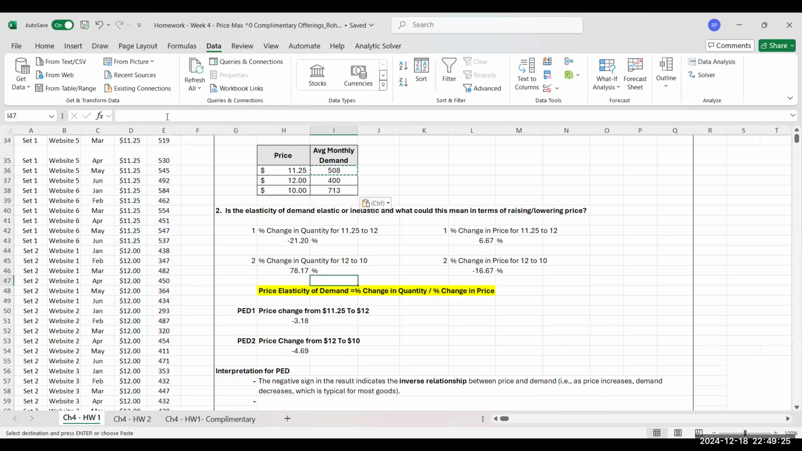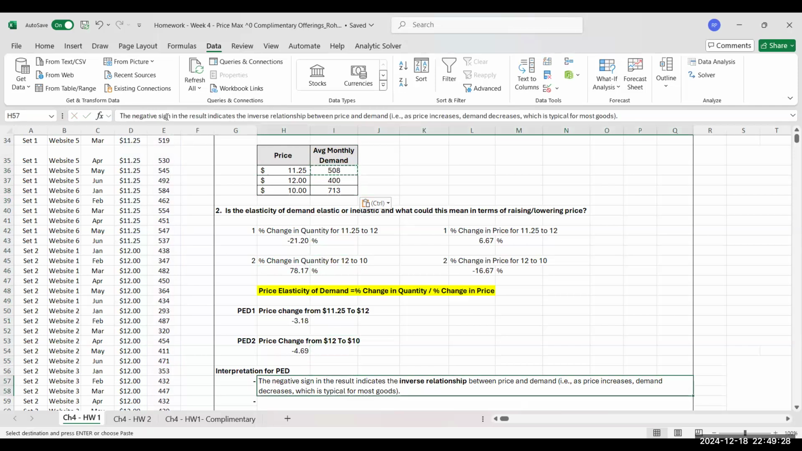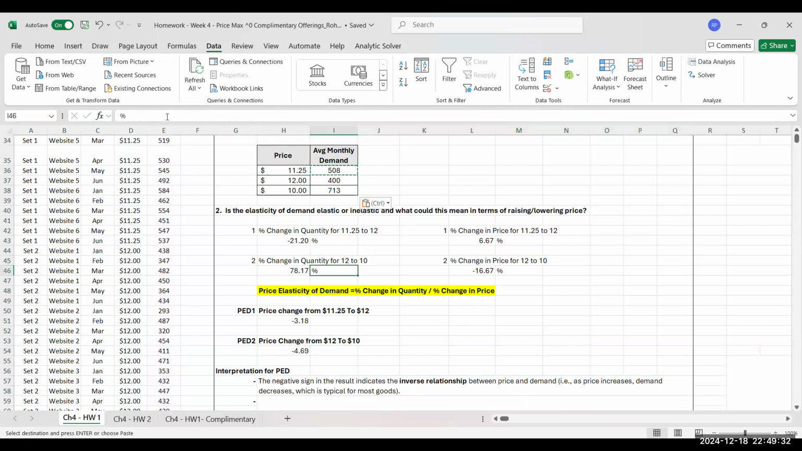To optimize the price, we need the elasticity of demand as well, so here we are working on that. The formula for elasticity of demand is the percentage change in the quantity divided by the percentage change in the price, which is very easy. First we are trying to find the percentage change in the quantity when the price point changed from $11.25 to $12.